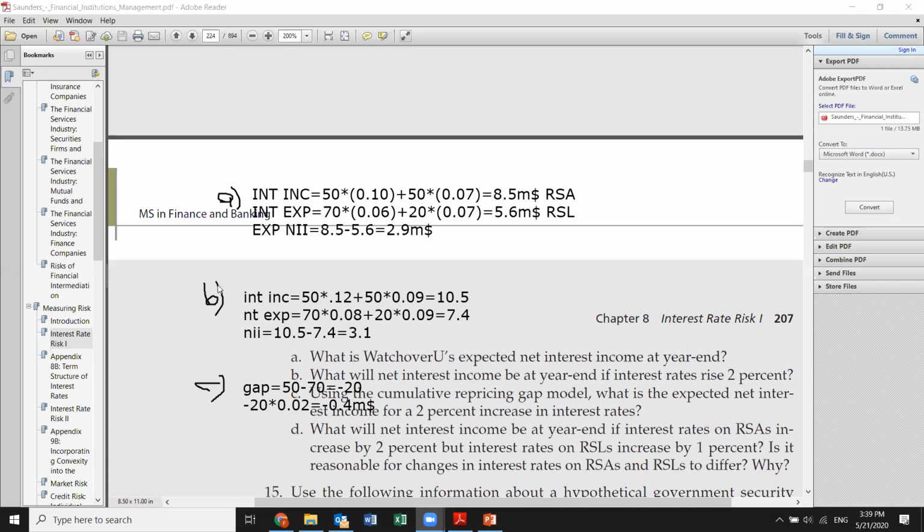Think, guys. Do not confuse with part C. Nothing to do with part C. Part C is just assuming that it's equally changing. But we are talking about if it's changing in a non-equal manner. So we should consider this. In part B, you remember it increased by 2% on both sides. But in part D, it says it will increase by 2% in income, but it will be increasing in expense side by only 1%. So do you think that the net interest income will be higher or lower?